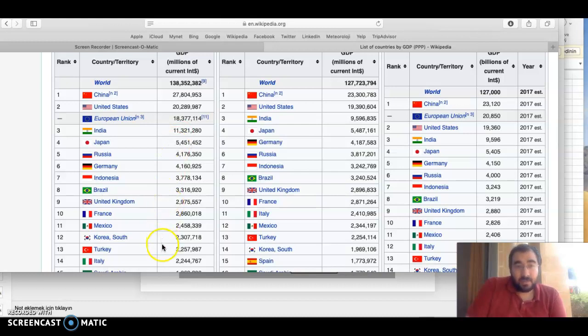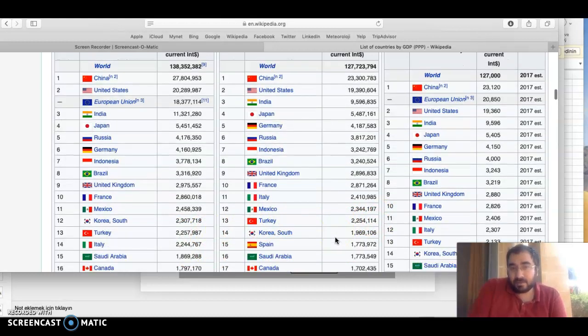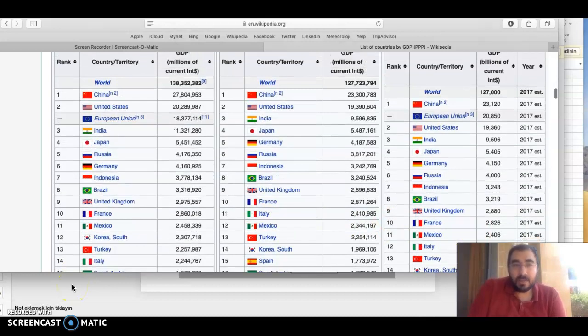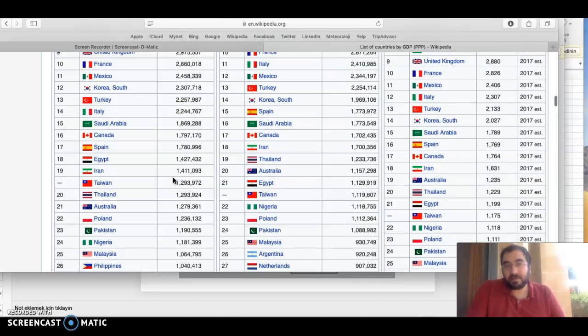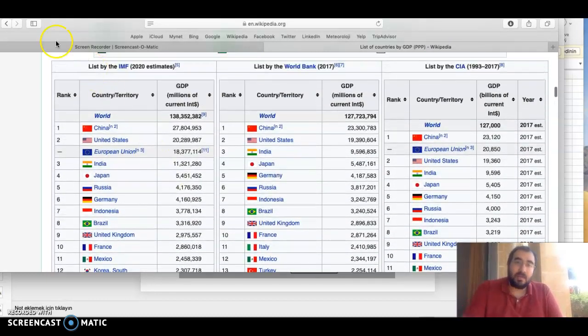Where is Turkey? Turkey is the 13th country now with $2 trillion. In another list it is 13th again. In all lists, basically, it's 13th. Brazil is 8th with $3.3 trillion. Indonesia is there. So you have a lot more developing countries in the list now. And if you want, you can look further down the list.